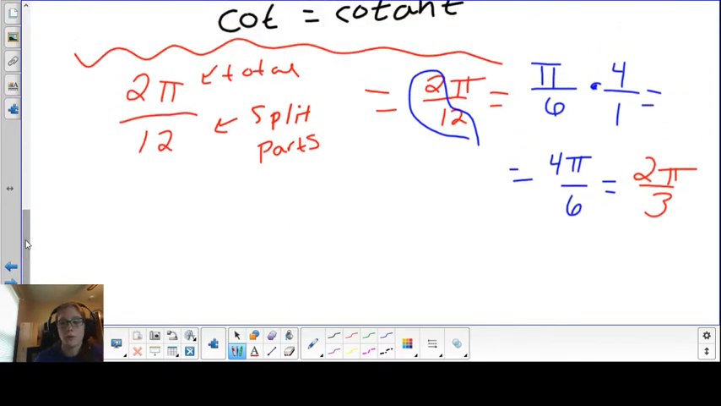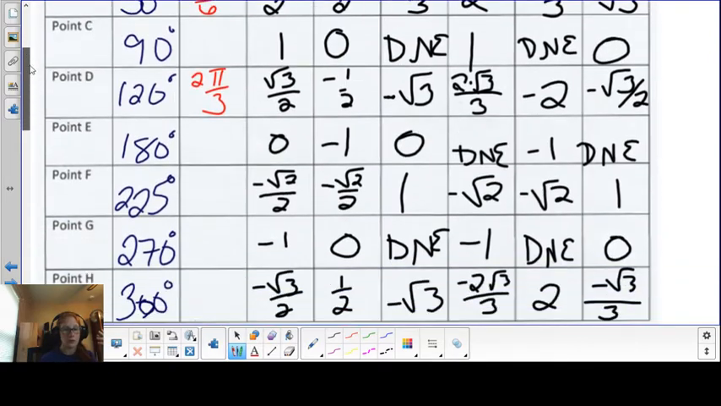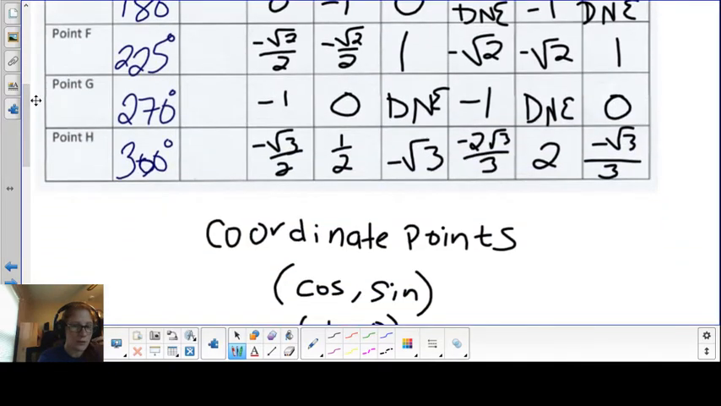So I'm going to start with my original pi over 6, because that's originally how much each section is, times 10. So I get 10 pi over 6. 10 and 6 can both be divided by 2, so I get 5 pi over 3. So I have one more section until I get to 6 over 6, or 6 over 3, which is 2, which would give me 2 pi. So this last one is 5 pi over 3.